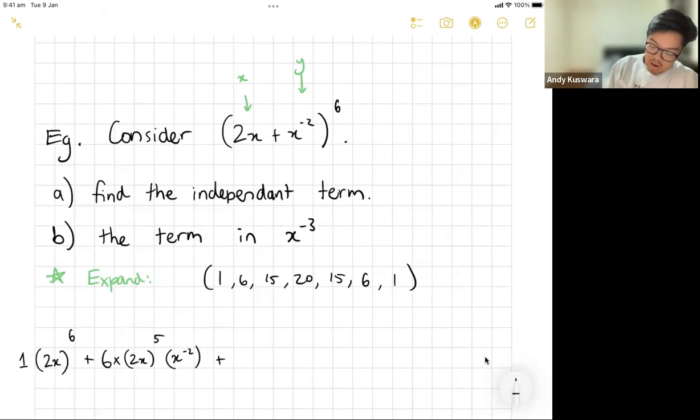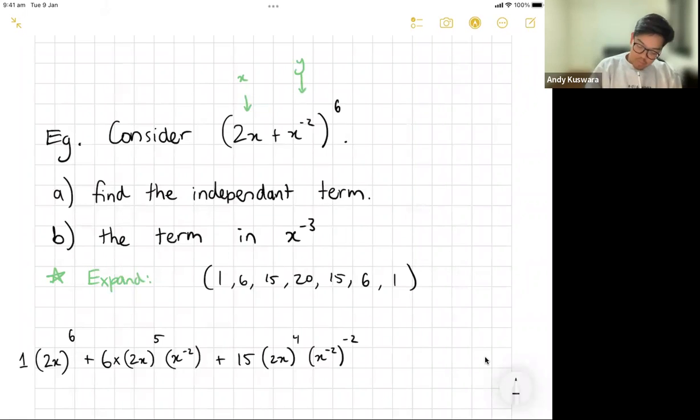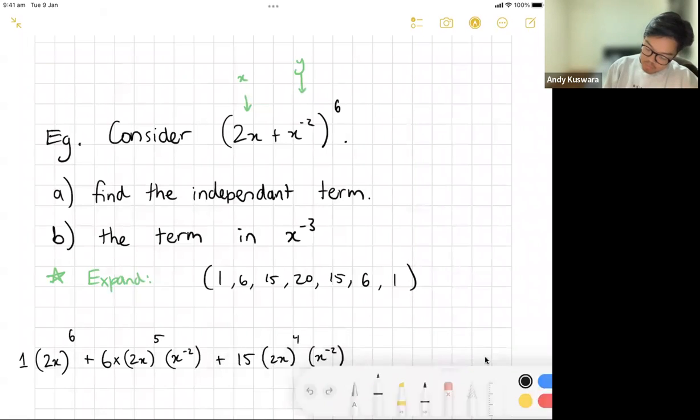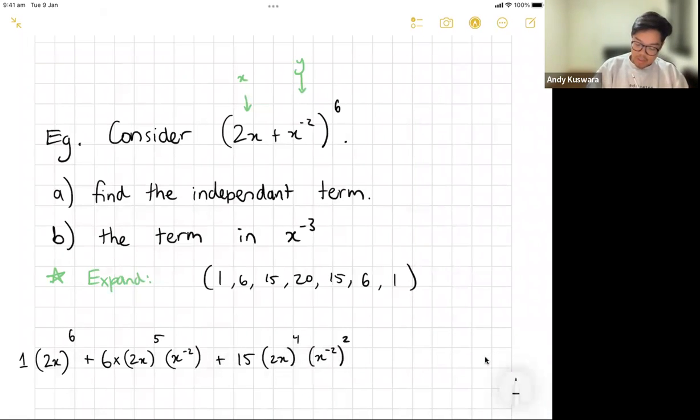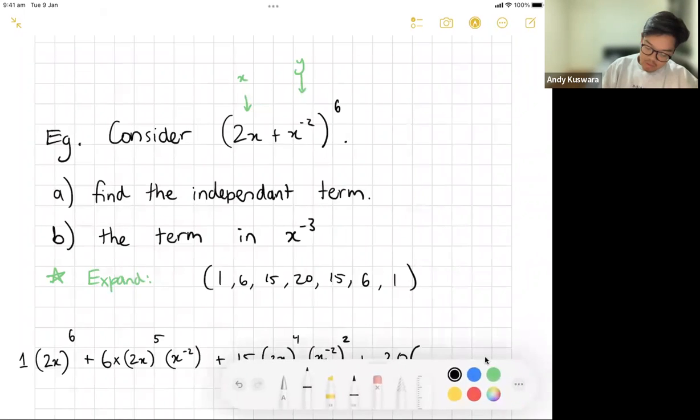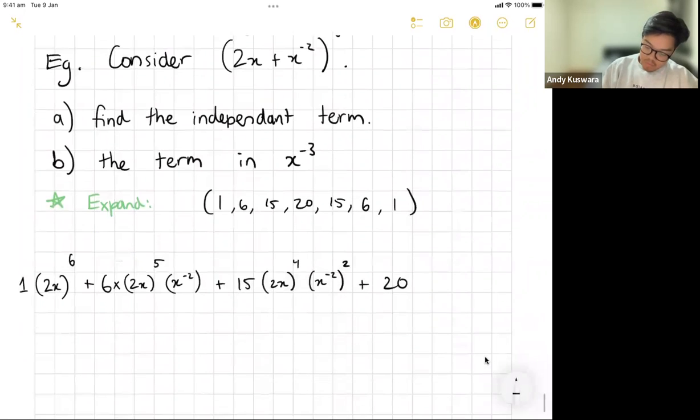Okay, and then after 6, it's going to be 15. So it's going to be 15 lots of 2x, and instead of to the power of 5, now we're going to go to the power of 4. And now we're going to have x to the -2 to the power of 2. Okay, so you're going to get that. Now we keep going, plus 20. I'll see if I can make some room here. This is going to go pretty long. Plus 20 times 2x to the power of 3.